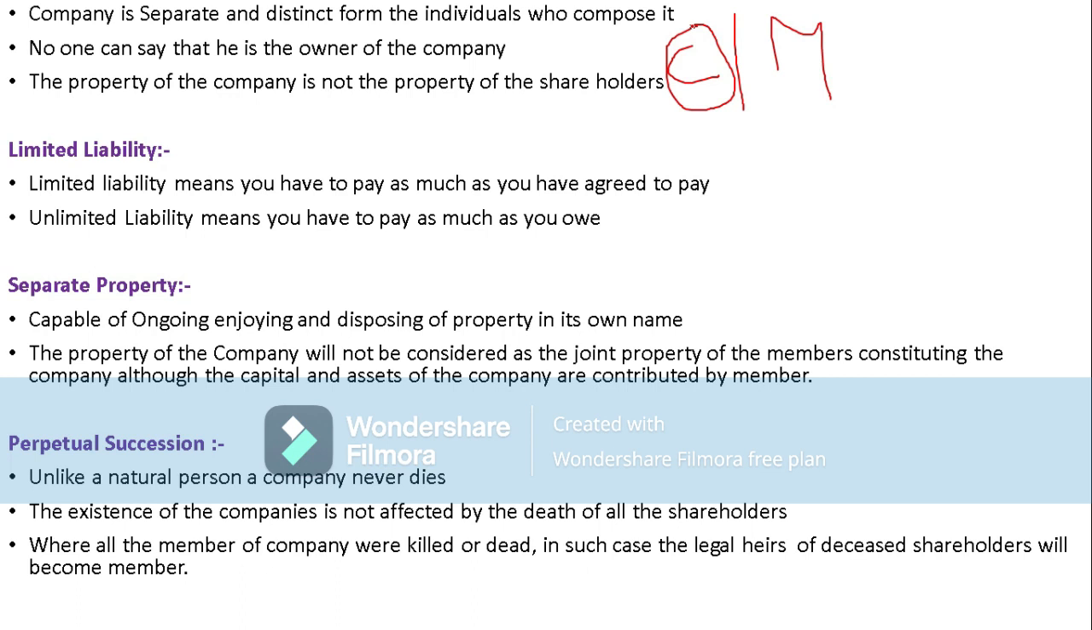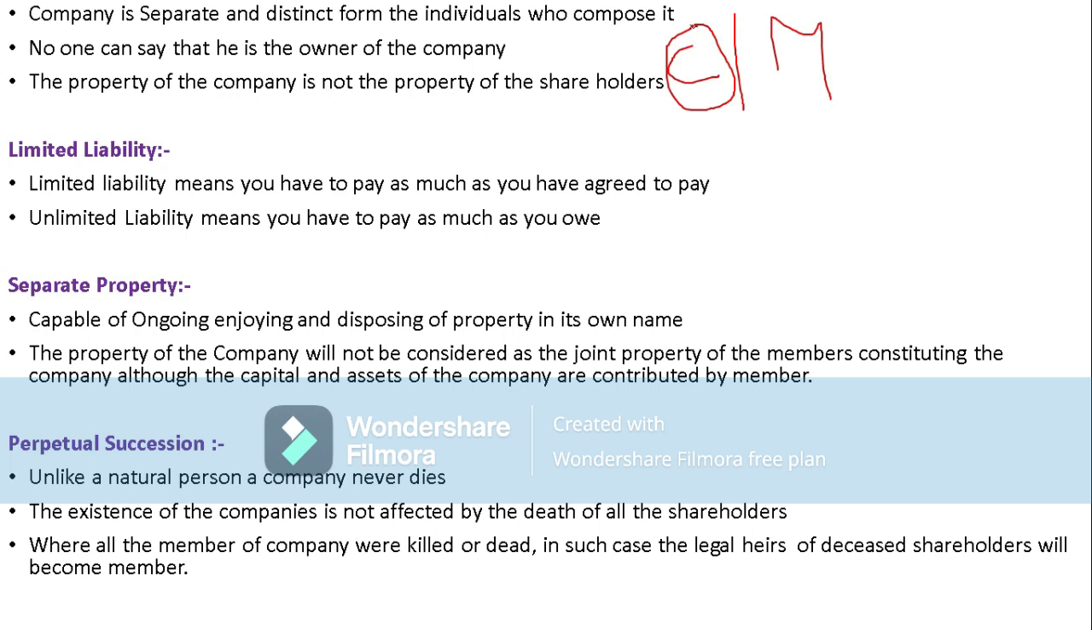The company continues. That is known as succession, perpetual succession. Even though the directors die, even though the members retire from the organization, another person will come. Even though the management changes, the company will be there only; the company never dies. Where all members of a company are dead, in such a case the legal heirs of the deceased shareholders will become the members, but the company will not be killed.